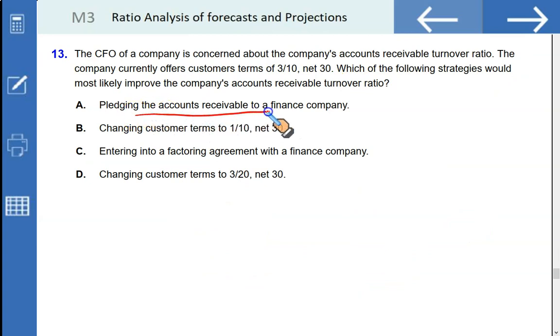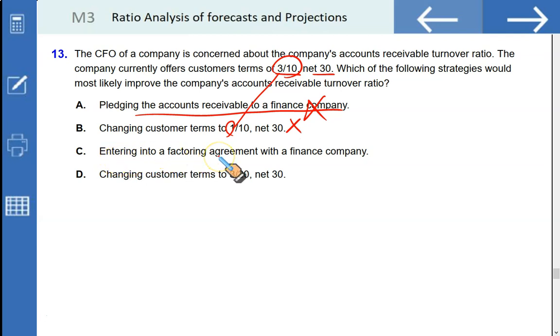Pledging the account receivables to a finance company. Pledging won't help. You're just pledging your account receivable. It would neither impact sales nor account receivables, so this is not recommended. Changing customer terms to 1/10 net 30 from 3/10 net 30. If we reduce the discount percentage from 3 to 1%, it will not incentivize customers to pay quickly. Rather, it will reduce the incentive to pay. Customers will take more time, so your account receivable turnover will fall. This is not good.